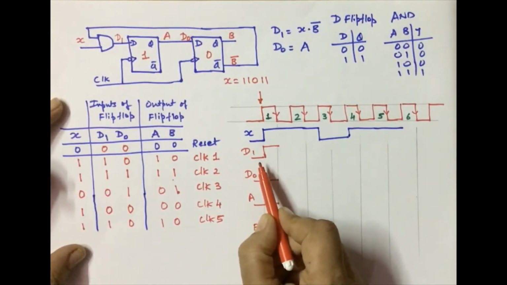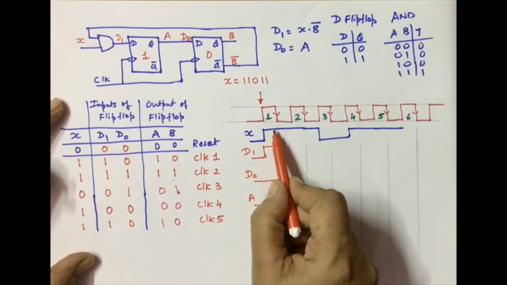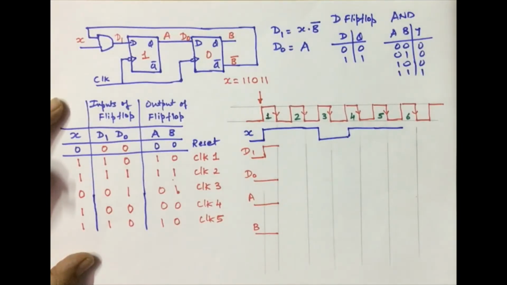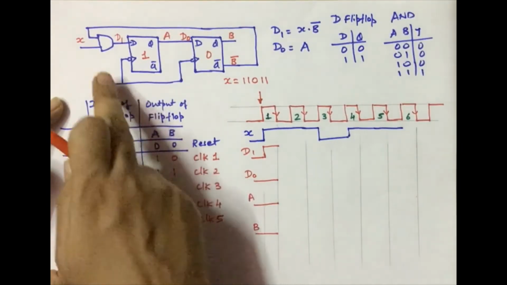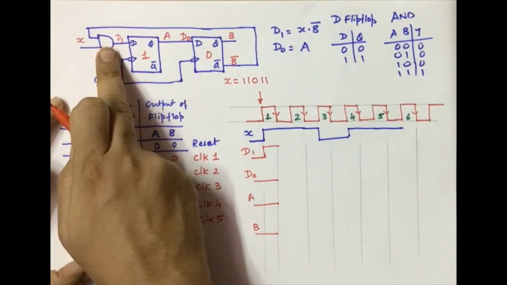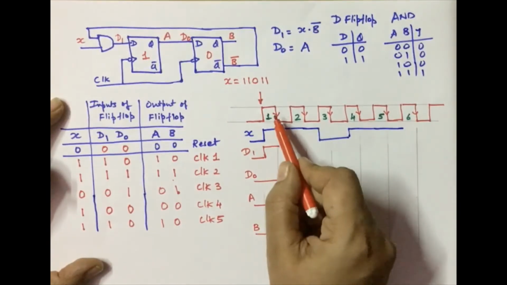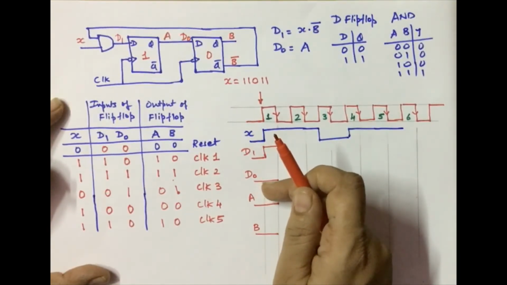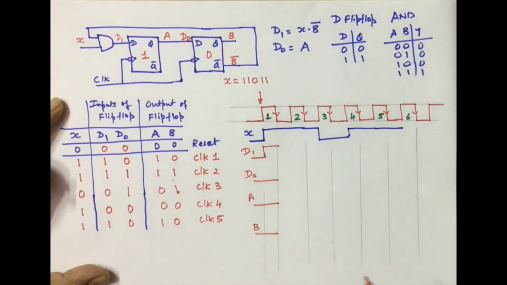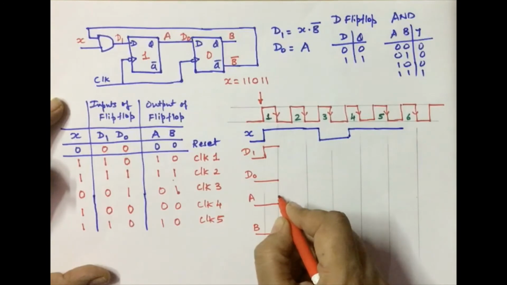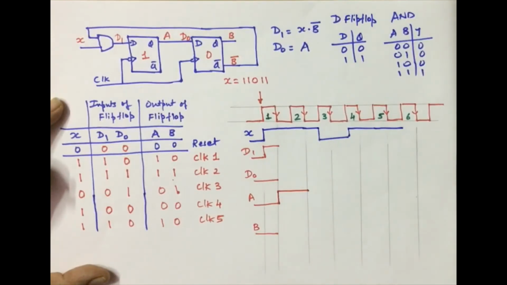Now, after reset, the moment X becomes 1, D1 will also become 1 because B was 0. That change is due to this AND gate, because the AND gate will immediately change whenever its input changes. So before this first negative edge of the clock, this is the status of both inputs. D1 is 1, so A will become 1 whenever this negative edge occurs, and it will remain 1 till the next negative edge.